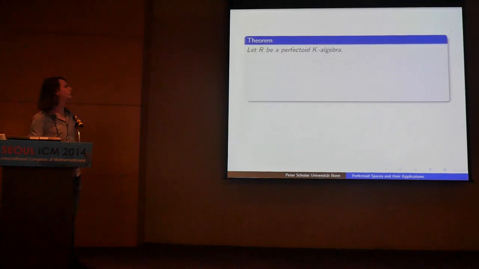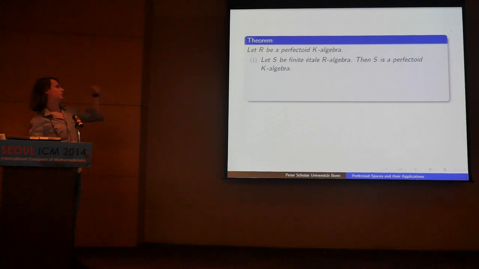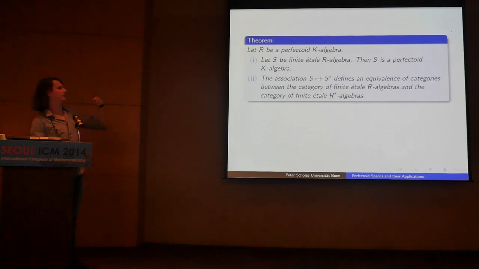algebra and its tilt. So that's the following theorem, which was also proved independently by Kedlaya and Liu. That if you have some analog of the Fontaine-Wintenberger result, that if you have a perfectoid algebra and you have a finite étale extension, someone replaces this finite field extension, then this is still a perfectoid algebra. So you again play this game of taking the tilt to get an R-flat algebra. And this turns out then to give an equivalence of categories between the finite étale algebras on either side.